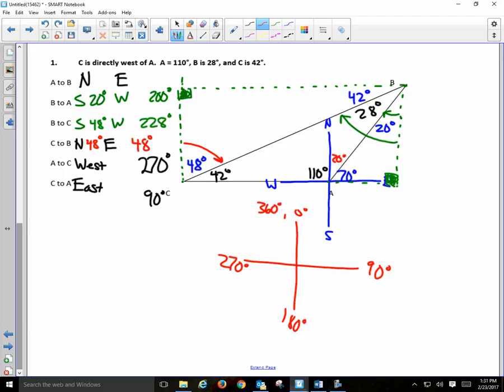Sure. Alternate interior angles are congruent. So from north, we turn 20 to the east. So it's north 20 degrees east. So north is 0, right? So if you turn 20 past 0, you are at 20. That's why it's the same.